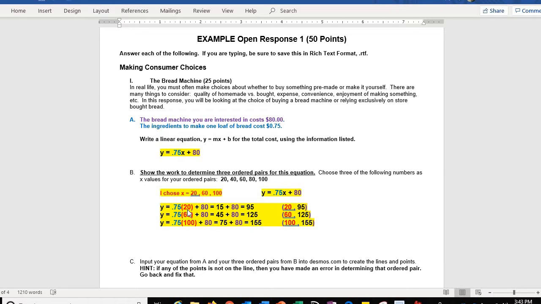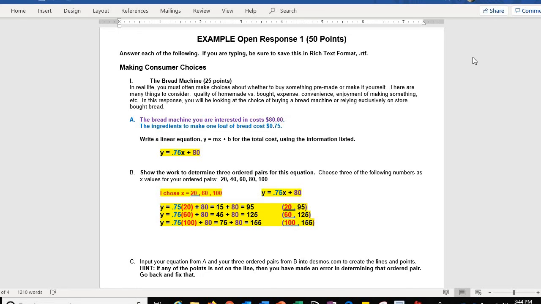So 0.75 times 20 is 15. 15 plus 80 is 95. So there's my ordered pair, (20, 95). Did the same thing for 60. Did the same thing for 100. I just did the math showing that work. Now I have my 3 ordered pairs.